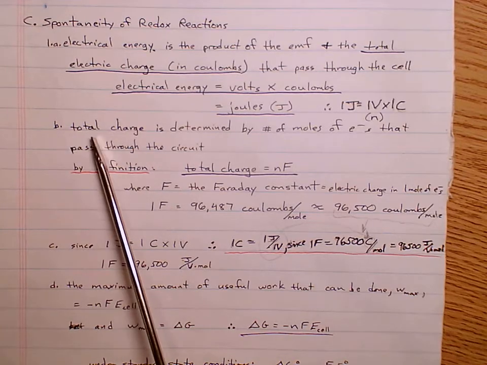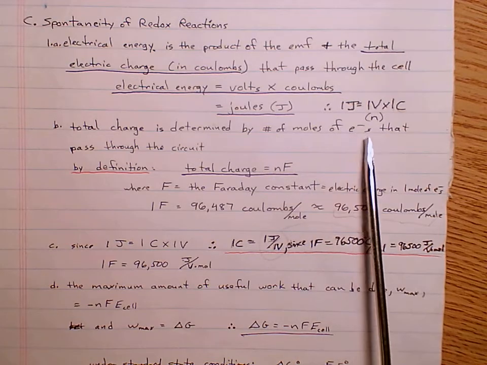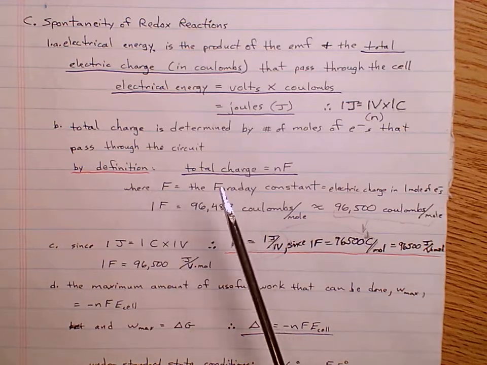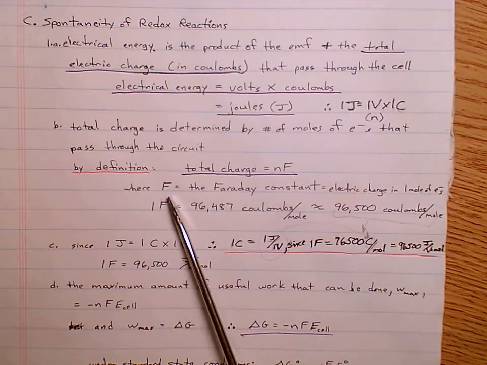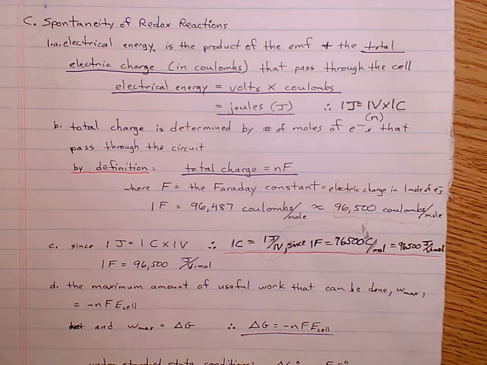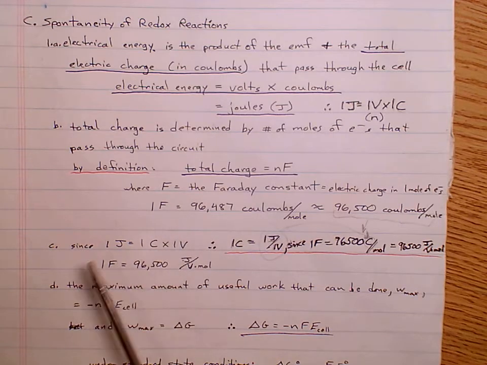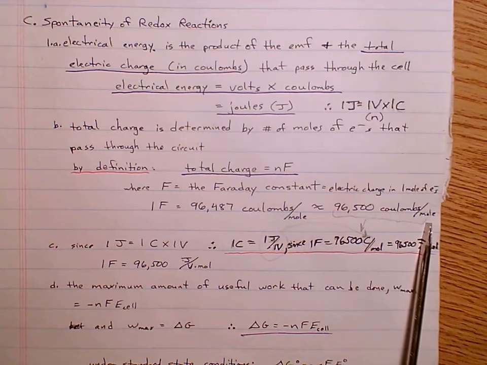Now, the total charge in coulombs is determined by the number of moles of electrons, n, that pass through the circuit. By definition, the total charge is nF, where n is the number of moles of electrons and F is the Faraday constant. It's the electric charge in 1 mole of electrons. 1 Faraday is 96,487 coulombs per mole, and for 3 sig fig purposes, we just round that to 96,500 coulombs per mole.